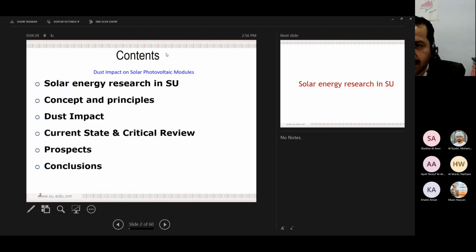Our talk will be about the impact of dust on photovoltaic. I have been working with my group for around 2 decades on this topic, because it is one of the important problems facing this technology in the region, in the Gulf region and the Middle East in general. So we have been conducting research related to dust as a part of our research field.